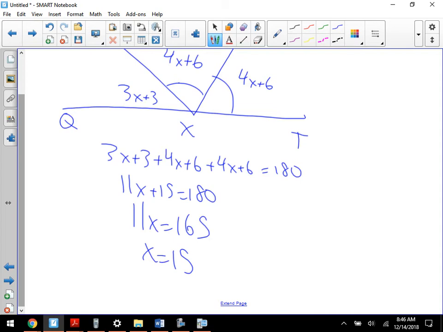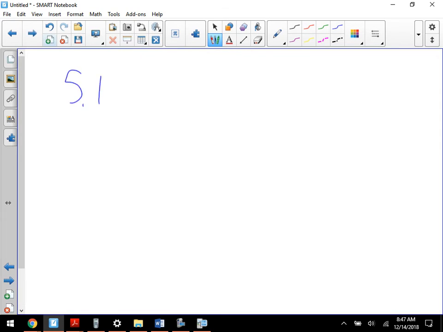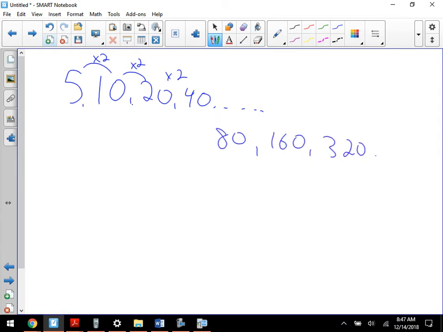Sequence patterns. 5, 10, 20, 40, what's next? 80, then what? 160, then. Multiplied by 2, very good. Identify the pattern. 5, 10, 20, 40. Well, times 2, times 2, times 2, and so on. So you're going to get 80, 160, 320, and so on.